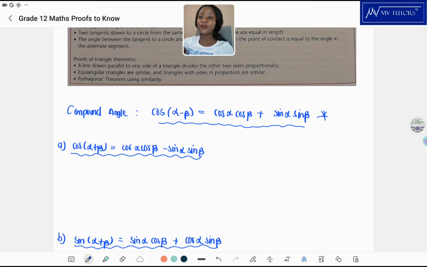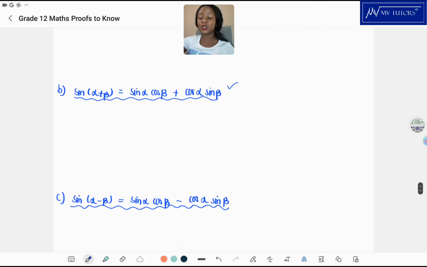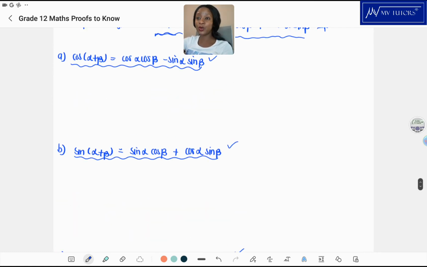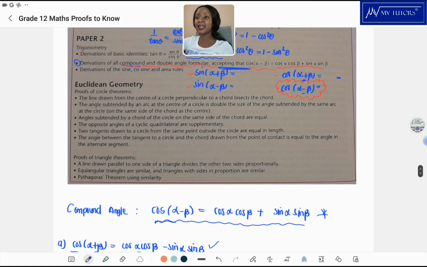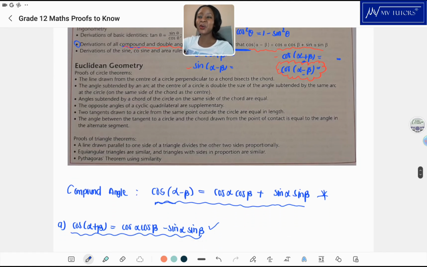But from cos alpha minus beta, you will be expected to show that cos alpha plus beta is equal to this. You'll also need to show that sine alpha plus beta is equal to that, and lastly, show that sine alpha minus beta is what I've shown over there, which is what we are going to do right now. After doing that, we would be almost done with trigonometry.